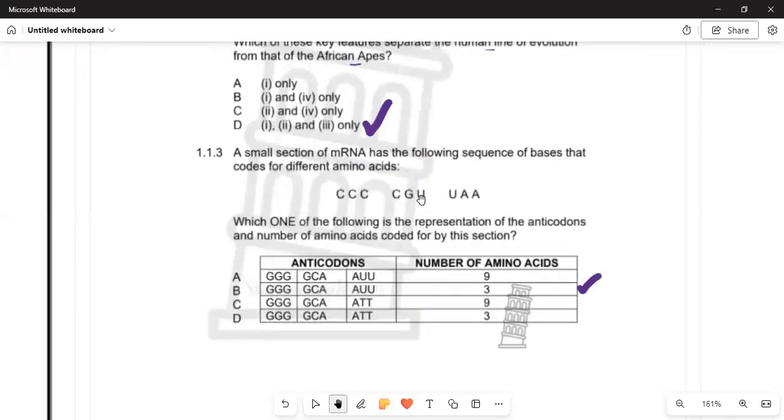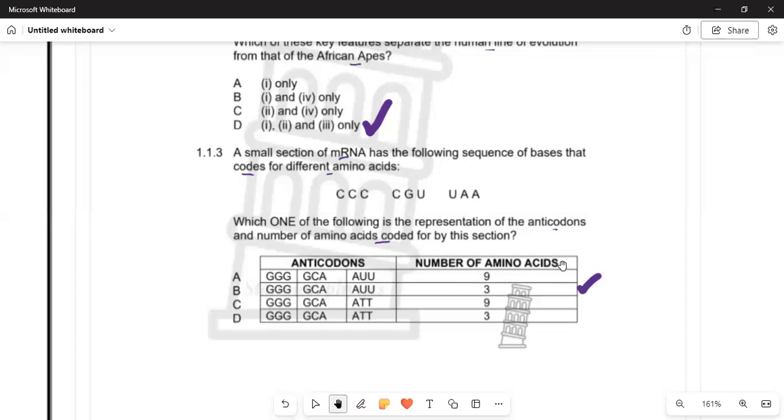If we go on again, we are going to see 1.1.3. We are talking about the mRNA, the messenger RNA synthesis. Just bear in mind, we are saying it has the following sequence of bases that codes for different amino acids. So we are in chapter 1 here. Remember that we are given the amino acids that are there. We are saying cytosine, cytosine, cytosine, and cytosine guanine uracil, and uracil adenine adenine. Which one of the following amino acids is coded for by this section? So here, it is indeed option B, which has the 3 amino acids there.